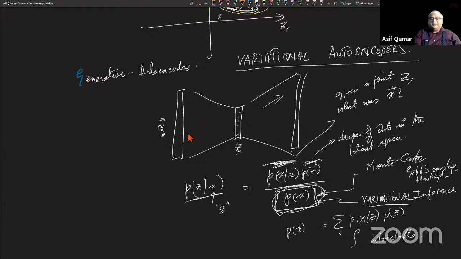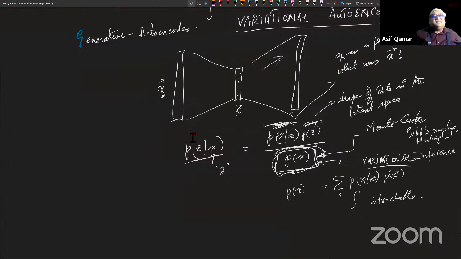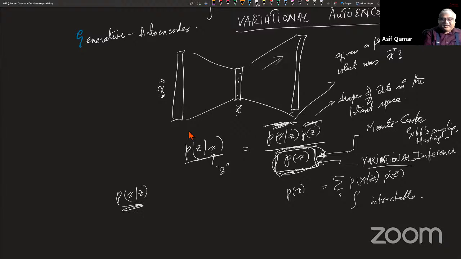Now, what is variational inference theory? It's a very clever thing, and it will be very reminiscent of the GAN that you said. You basically say that suppose you can't find something, you can't find the probability of X given Z, right? This is something you can't calculate. It's hard.